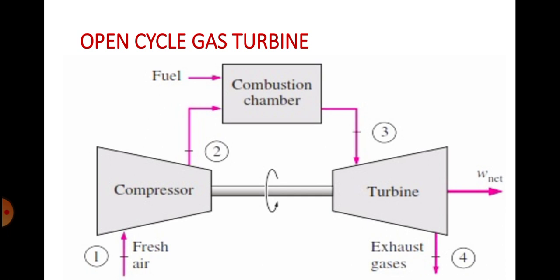The power produced by the turbine is then utilized for different applications to produce the thrust. In this way, after expansion, the gas is exhausted to the atmosphere, and when it is exhausted it produces thrust in the opposite direction. So in this way, the open cycle gas turbine works.